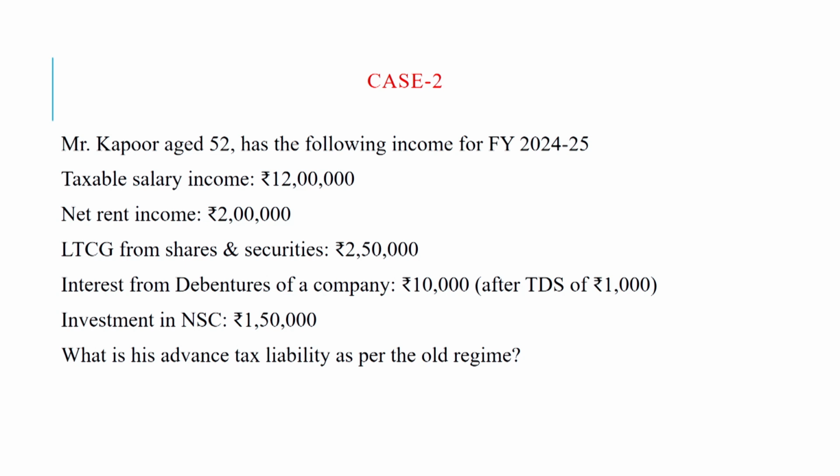Mr. Kapoor, age 52 years, has the following income. Financial year 2024-25, which is also called the previous year. Taxable income: salary 12 lakhs, net rent income 2 lakh, LTCG, that is long term capital gain from shares of securities 2,50,000. Interest from debenture of a company rupees 10,000 after TDS 1,000.